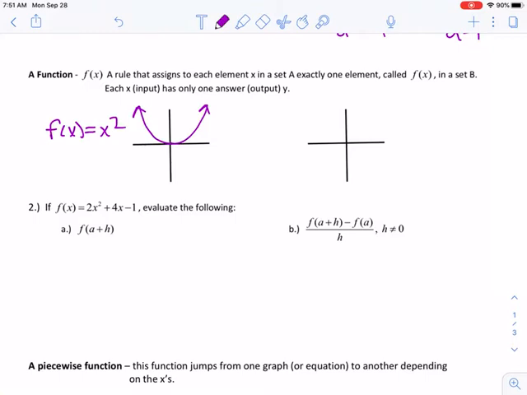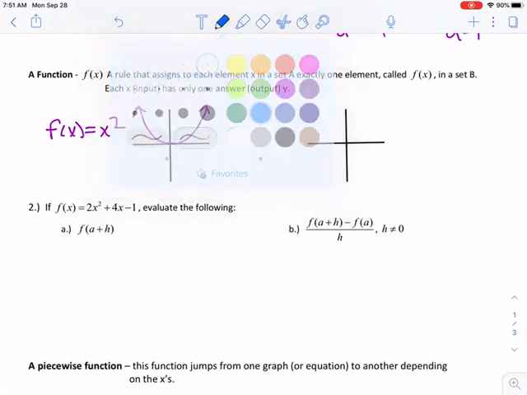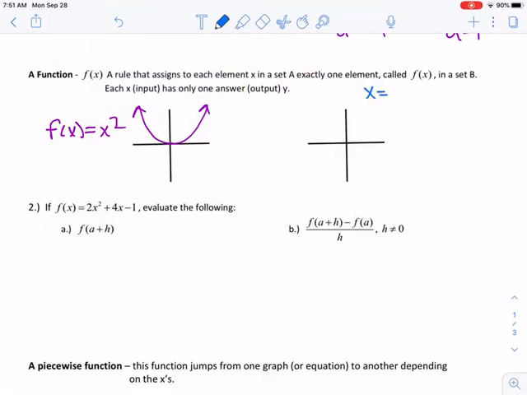If I turn this on its side, and now I graph the equation x equals y squared, this does not pass the vertical line test. When I draw a vertical line through, it crosses twice. So for example, if I have an x coordinate of 4, I have two y's, a y coordinate here at +2 and a y coordinate here at -2. So this is not a function.